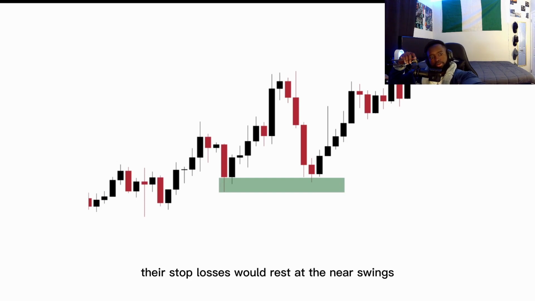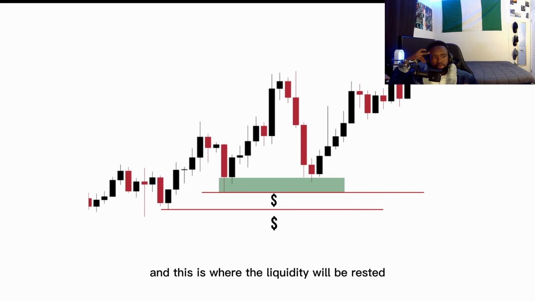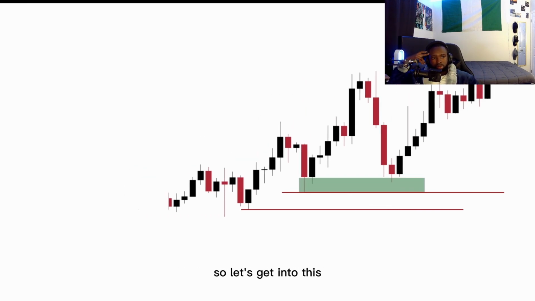Probably underneath it. Their stop losses would rest in the near swings. Yeah, right there. And this is where the liquidity will be rested. So let's get into this. Okay, that makes sense.